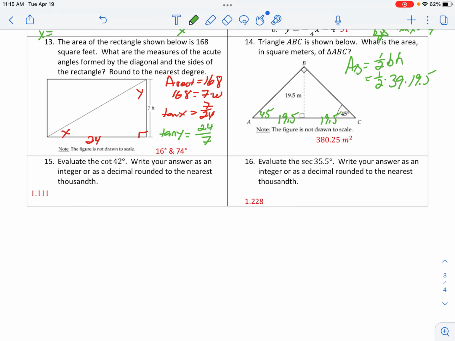If I want to evaluate the cotangent of 42, I can only do that in my calculator as 1 over the tangent of 42. 1 divided by the tangent of 42. That is where I'm getting that 1.111. And if I want to do the exact same thing for secant, I got to do cosine. So 1 over cosine of 35.5, 1.228, which confirms it out.